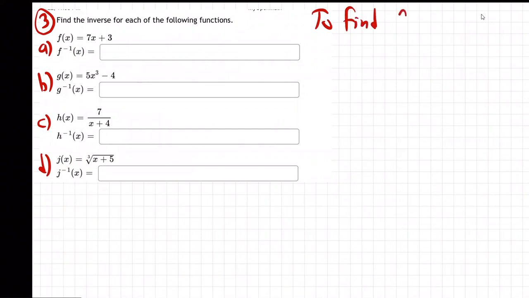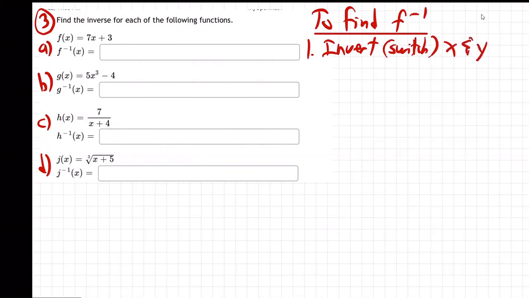To find f inverse, the inverse function, there's just two simple steps. Step number one, you invert, because it is the inverse function. You invert or switch. Switch x and y. So you just trade positions with x and y. Step two, solve for y. Switch x and y, invert x and y, solve for y. That's all there is to it. All right, let's come down here and do part A.